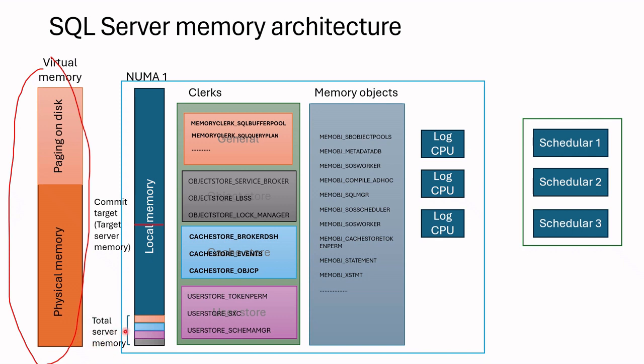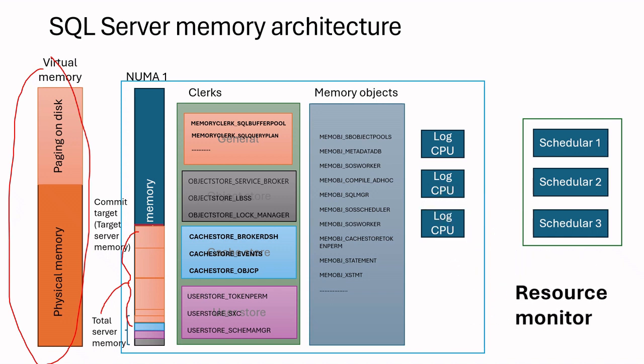All these initial commits by clerks are summed and called total server memory. You see this, for example, in Task Manager. This is the current SQL Server memory utilization. So when SQL Server runs for a while, clerks start consuming and allocating more memory. As a result, total server memory starts to increase. For example, here, the buffer pool clerk allocated a lot of memory. This buffer pool will consequently stop at the commit target level. It cannot grow more than that.